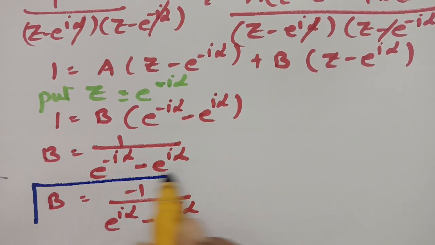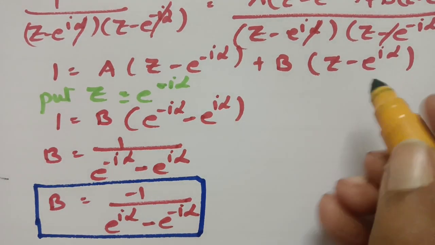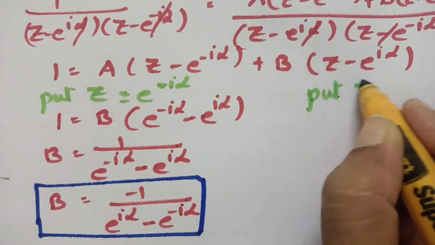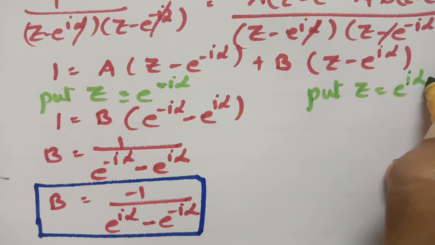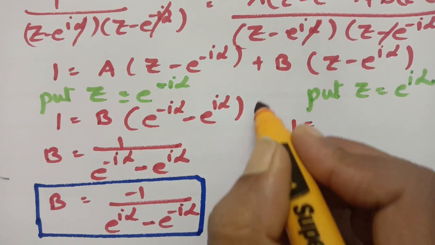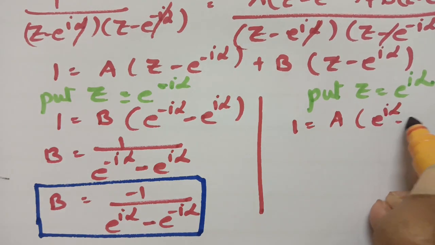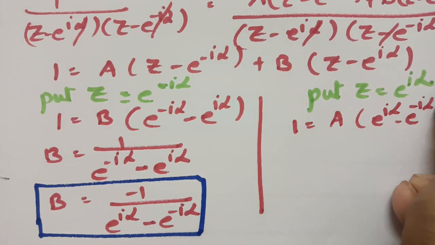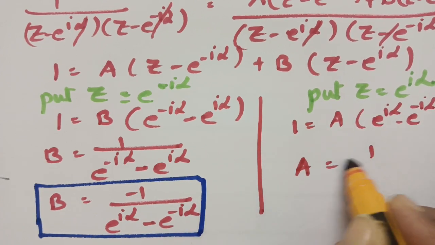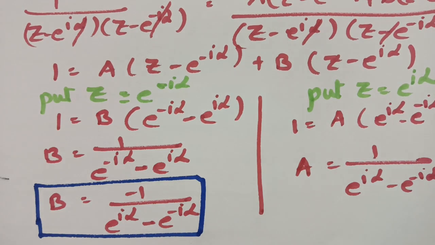So after getting the value of b, I am going with a. Now here is the substitution. If I make this one, the b term, 0, I will be getting the value of a. So z is equal to e power plus i alpha. Therefore 1 is equal to a times of, in place of z I am writing e power i alpha minus e power minus i alpha. Therefore I got the value of a as 1 by e power i alpha minus e power minus i alpha. And after getting a and b, now we have to substitute.